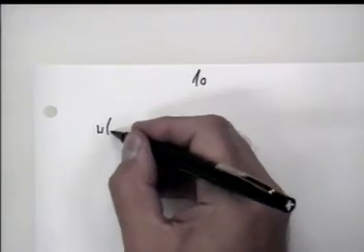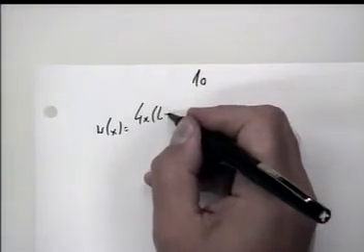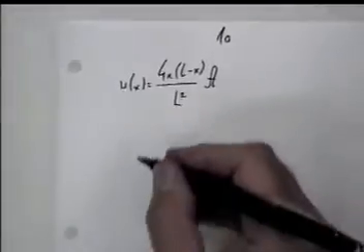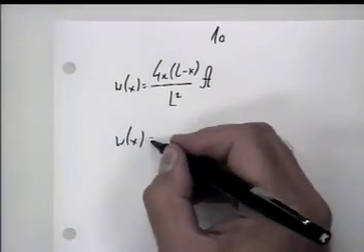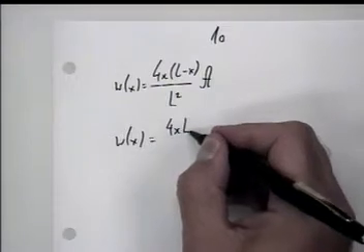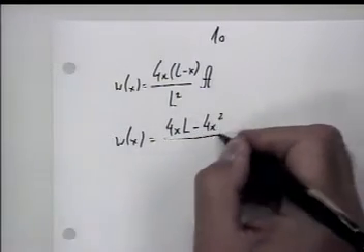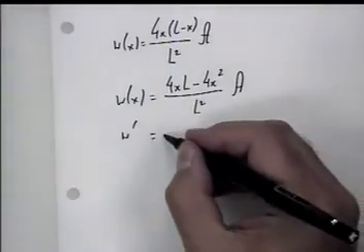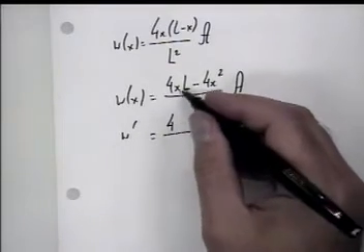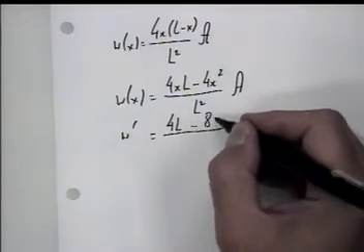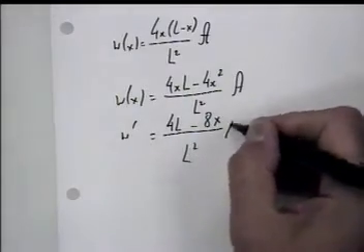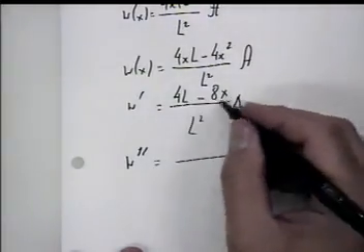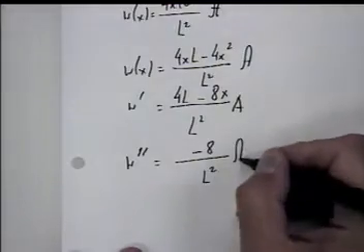So, w of x equals 4x L minus x L square A. Okay? Or w of x equals 4xL minus 4x squared over L square A. Let us calculate the first derivative. It will be 4L minus 8x divided by L square A. Now the second derivative. This gives 0. This gives minus 8 over L square A.